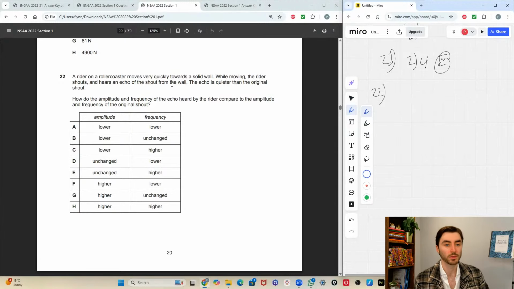A rider on a roller coaster moves very quickly towards a solid wall. While moving, the rider shouts. They hear an echo of the shout. The echo is quieter than the original shout. How does the amplitude and frequency of the echo compare to the amplitude and frequency of the original shout? So if it's quieter, the amplitude is lower. So it's ABC.